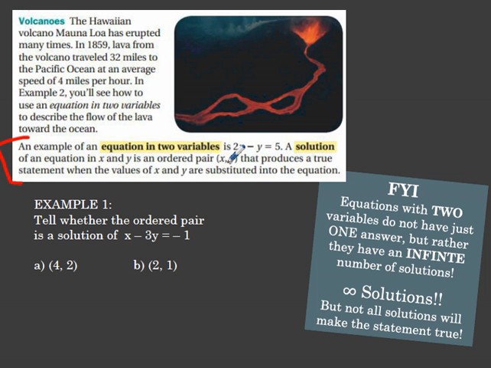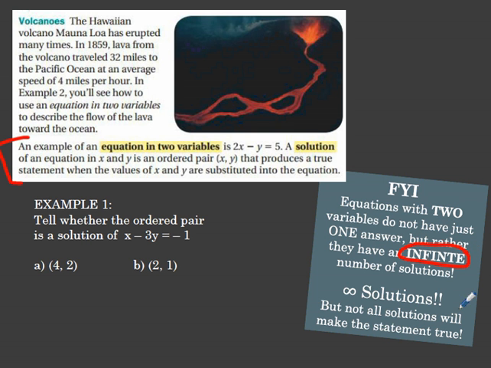An example of an equation in two variables is 2x minus y equals 5. A solution of an equation in x and y is an ordered pair that produces a true statement when the values of x and y are substituted in the equation. So one of the things we need to know is if you have an equation that has two variables, you do not have just one answer, but you have an infinite number of solutions. So you have possible multiple or infinite answers.